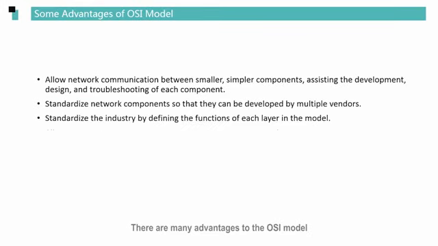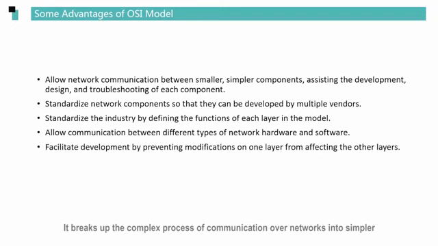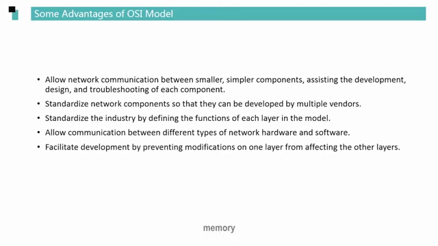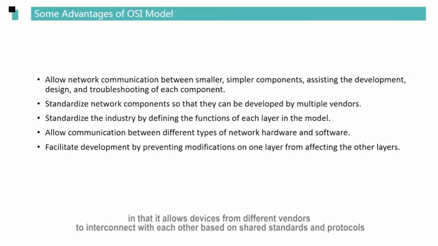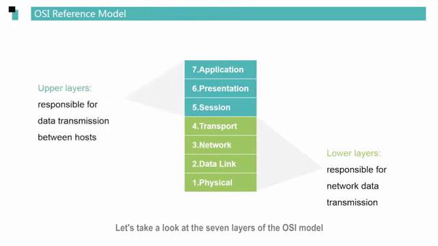There are many advantages to the OSI model. It breaks up the complex process of communication over networks into simpler, more easily understandable processes. We can compare this to the different components of a desktop computer, with the CPU, memory, line card, and so on. The CPU and memory may be made by different companies, but they must still be compatible with each other. Manufacturers can specialize in specific types of components, playing to their technological strengths, while still adhering to product standards which allow interoperability. This allows components to integrate seamlessly. The OSI model is similar in that it allows devices from different vendors to interconnect with each other based on shared standards and protocols.